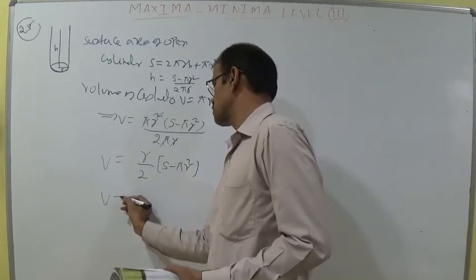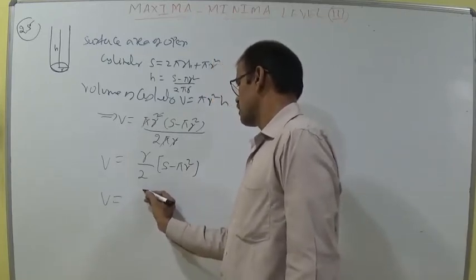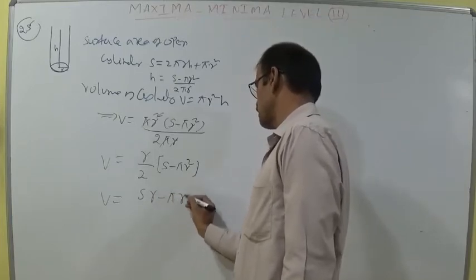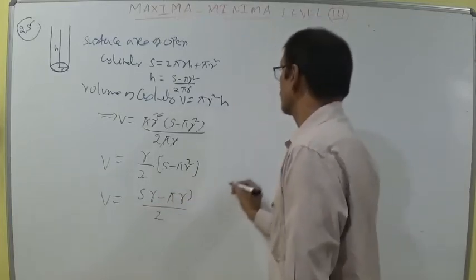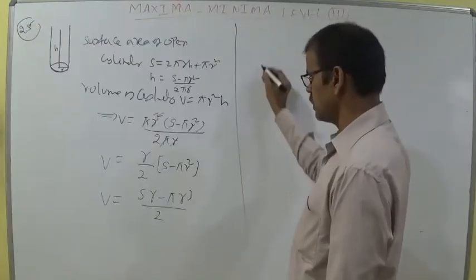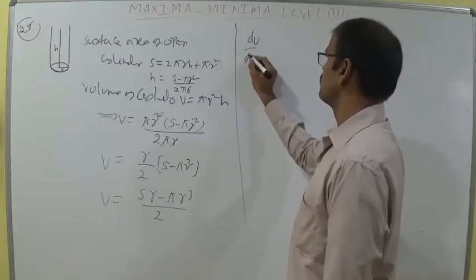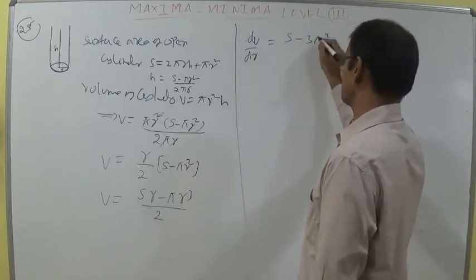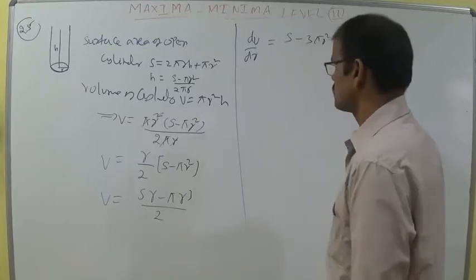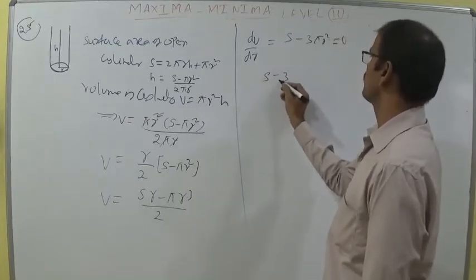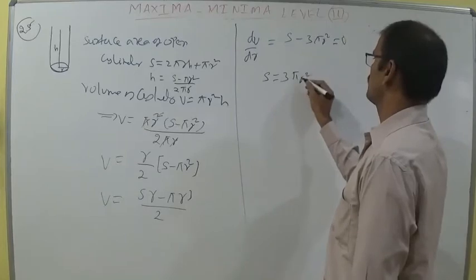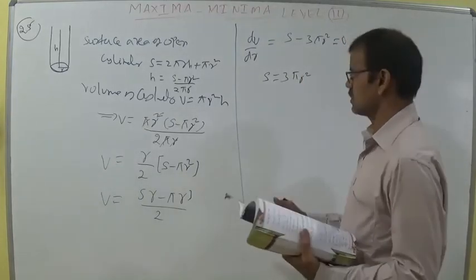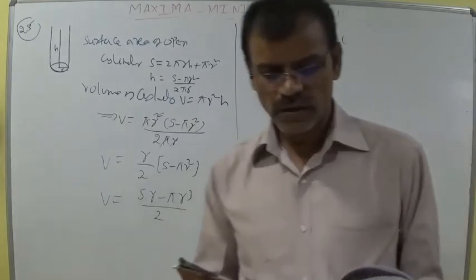So V is equal to s into r, sr minus pi r cube by 2. If we differentiate, dV by dr is equal to s minus 3 pi r square equal to 0. So s is equal to 3 pi r square. Whatever the surface area we got, s is equal to 3 pi r square.